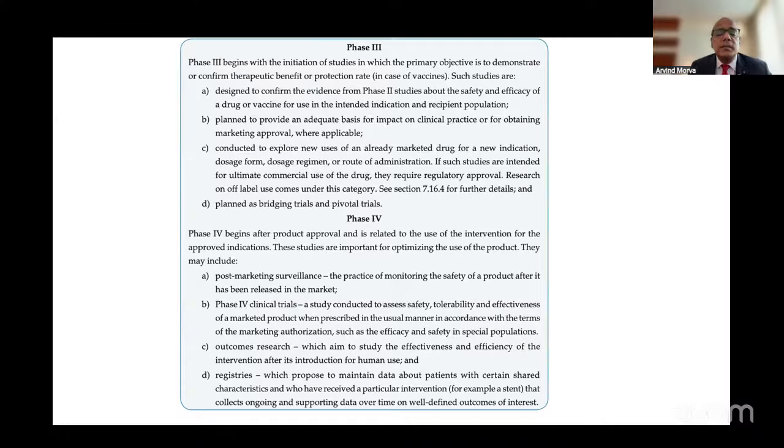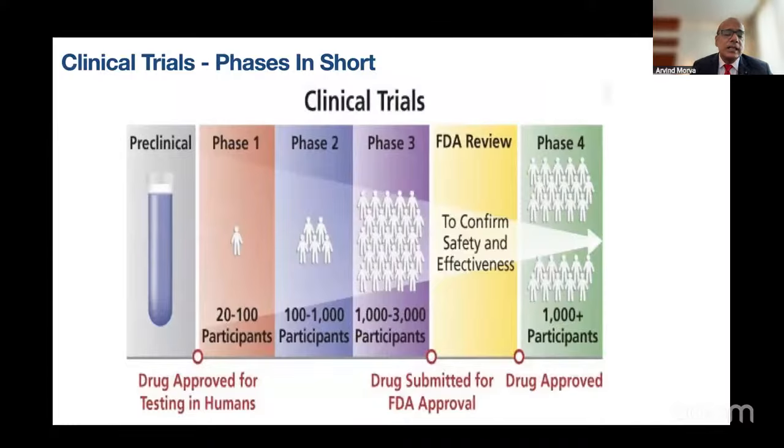Phase 4 begins after product approval. These are the post-marketing clinical trials. So a phase 4 clinical trial is a study conducted to assess the safety, tolerability and effectiveness of a marketed product when prescribed in the usual manner in accordance with the terms of the marketing authorization, such as the efficacy and safety in special populations. So in a nutshell: preclinical, drug approved for testing in humans, then phase 1, 100 participants, phase 2, 100 to 1000 participants, phase 3, 1000 to 3000 participants, and the drug is submitted for FDA approval. FDA reviews and confirms the safety and the effectiveness. Then comes the post-marketing surveillance trial and the drug is approved.